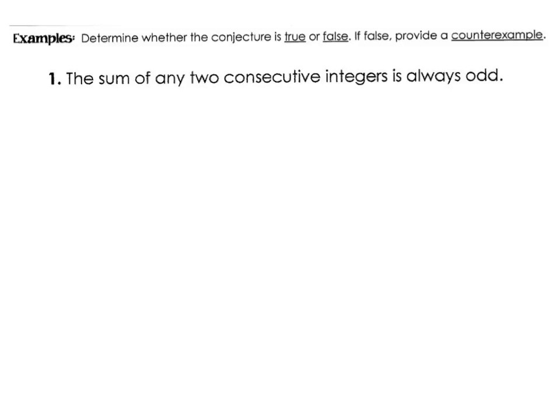So number 1, the sum of any 2 consecutive integers is always odd. First, let's break down the wording of this problem. Sum means when we add them together. Consecutive integers mean numbers that come right after each other, like 3, 4, 5. Those would be consecutive integers. If we add any 2 consecutive integers, it's always odd.